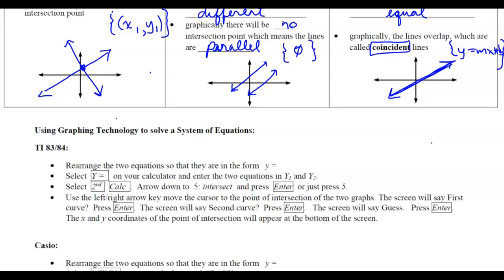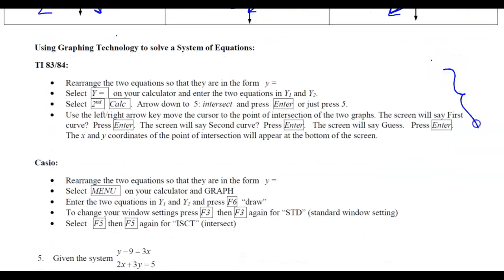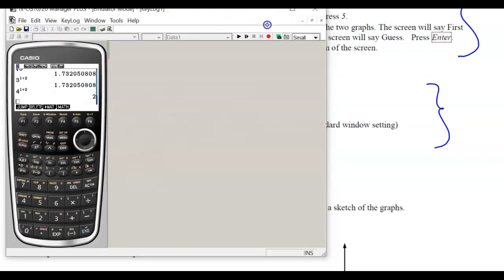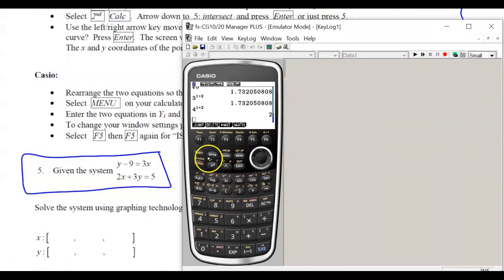Okay, so to graph and solve a system on our calculator, it's pretty easy as long as the equations are solved for y. So when they're solved for y, you can just put them into y equals, okay, on both calculators. So we're going to do that. This gives you the steps for the TI. This is for the Casio. And we're going to do that for question number 5. So I'm going to go through the Casio first.